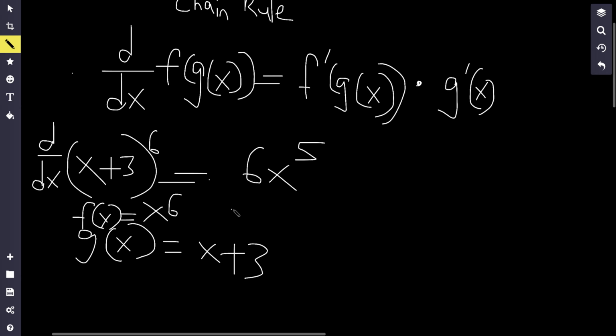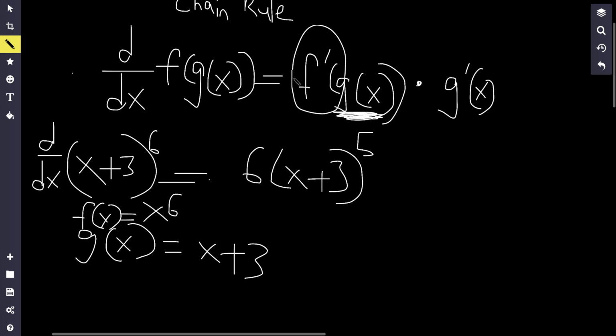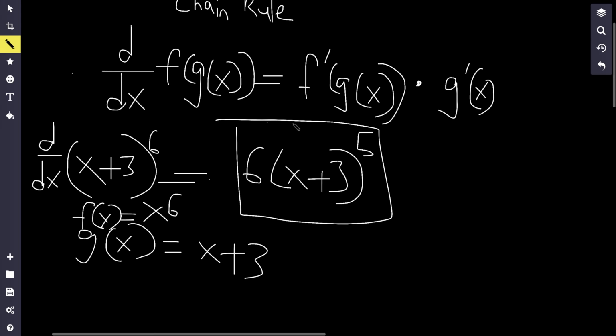But remember, everywhere that I see this x, I'm just going to replace it with a g of x. So this is actually going to be x plus 3. So that's an important thing to know: substituting g of x whenever you differentiate the outer function. And you're just going to multiply by the inside function. So what's the derivative of x plus 3? That's just going to be 1. So ultimately, this is just going to be my answer.